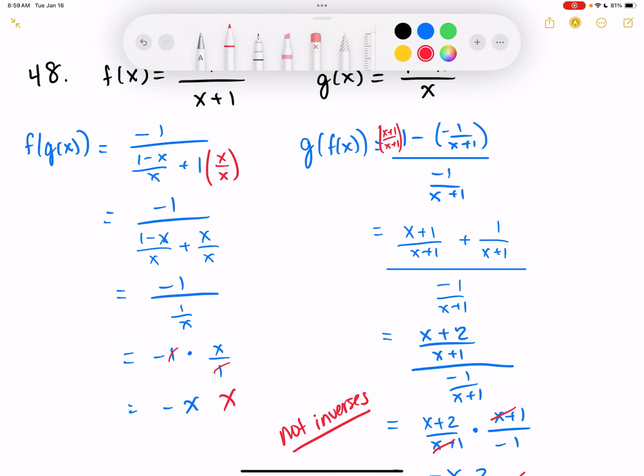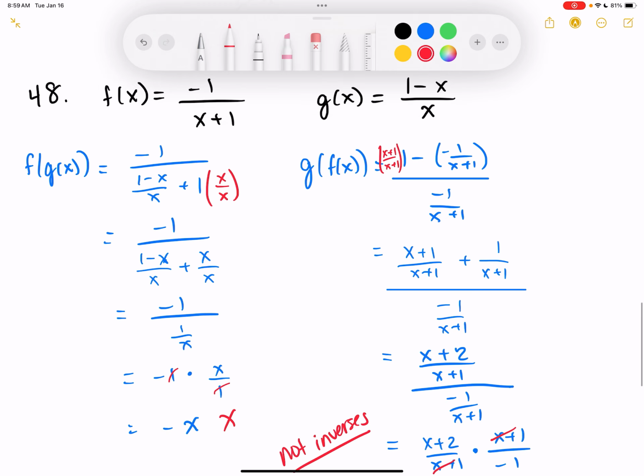Alright, g of f of x though. So we started with 1 minus x over x. So both places I have that x, I'm plugging in this -1 over x plus 1. So I plugged it in here, plugged it in here. And then I need a common denominator on the top. So I had to multiply by x plus 1 over x plus 1, which is what I did here. Then combining the stuff, I had x plus 1 over x plus 1, because that was just all multiplied by 1, so it didn't change anything. Plus, and that's plus because we had negative times negative, so plus 1 over x plus 1.